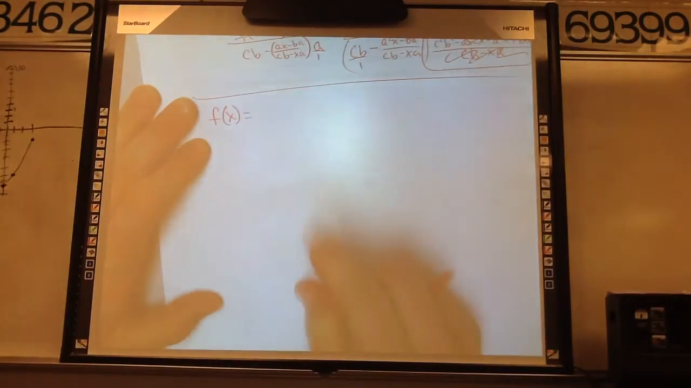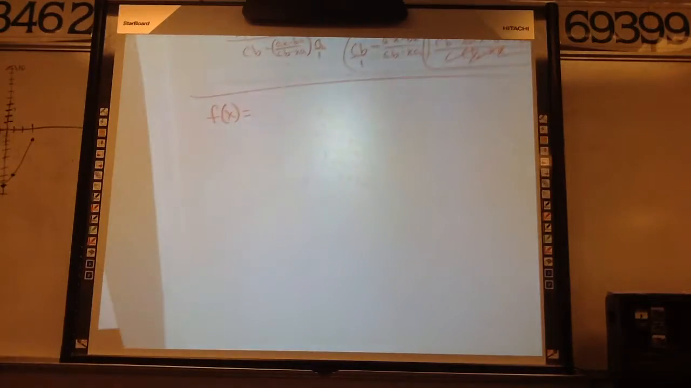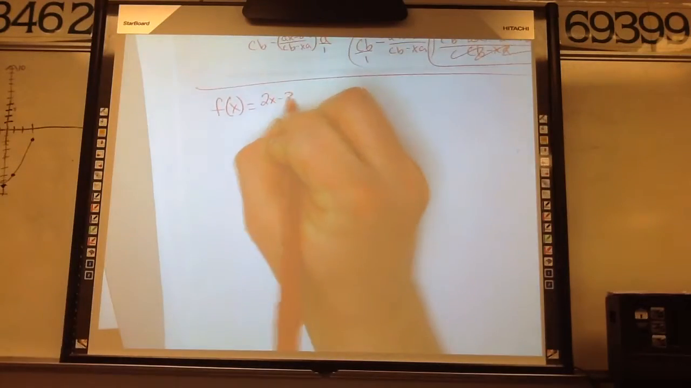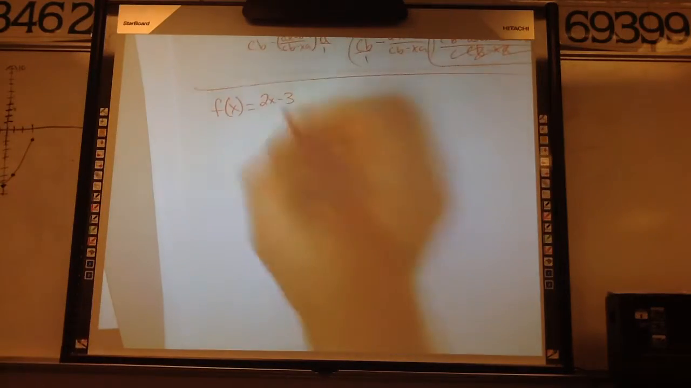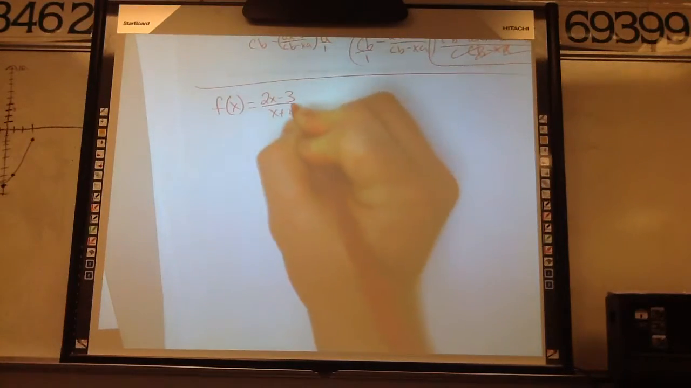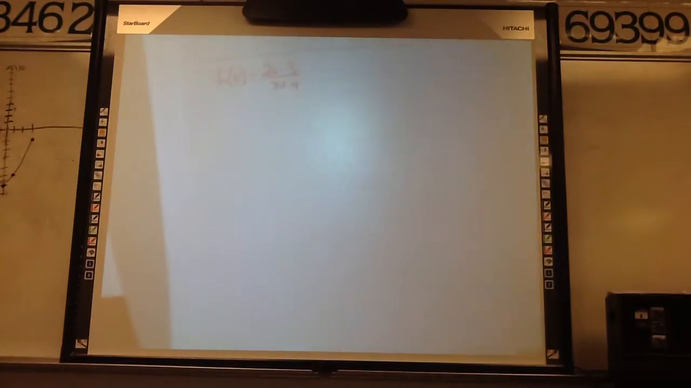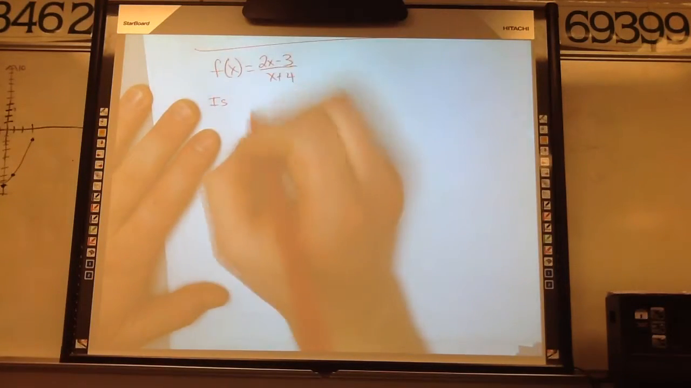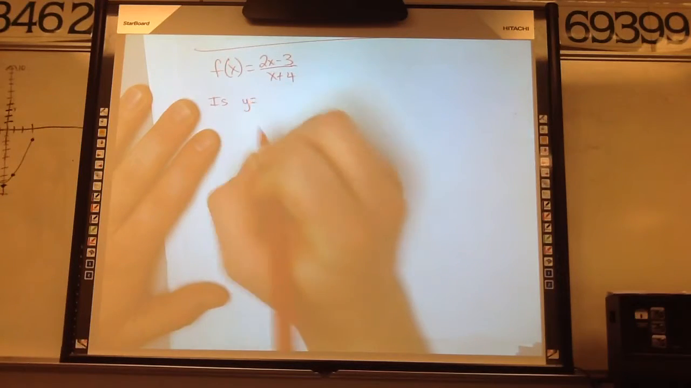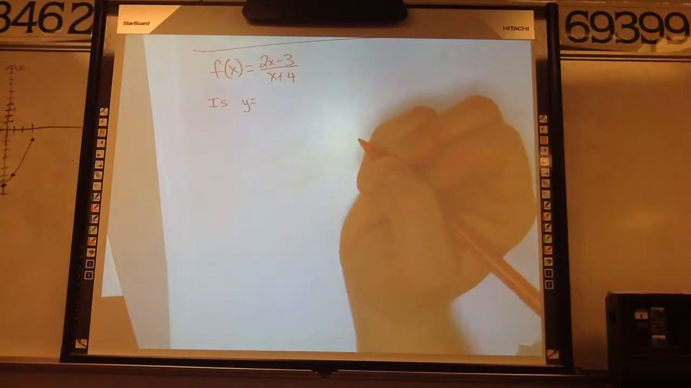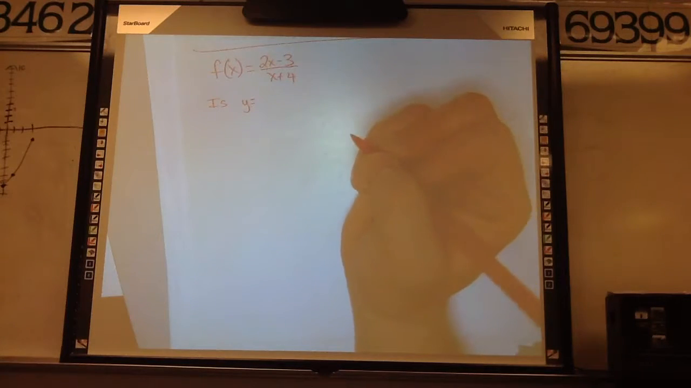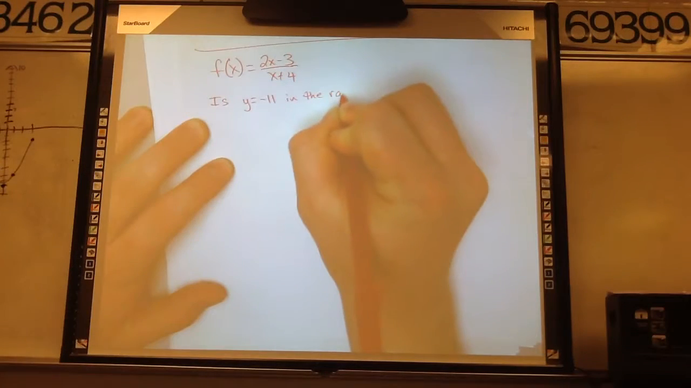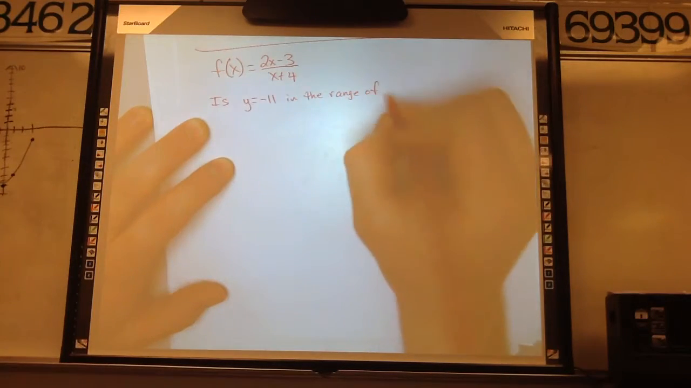Give me only x, only one variable, the rest just numbers. 2x minus 3 over x plus 1. Is 4 in the range of f? Is y equals 3 in the range? It shouldn't be. Negative 11 in the range is right.